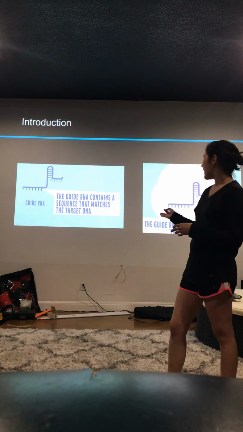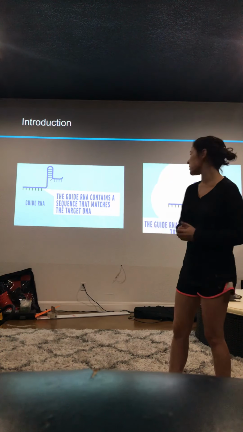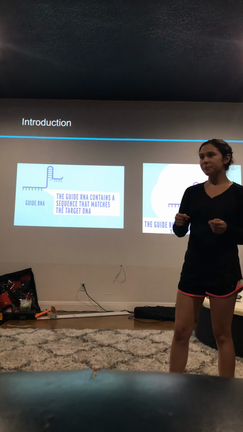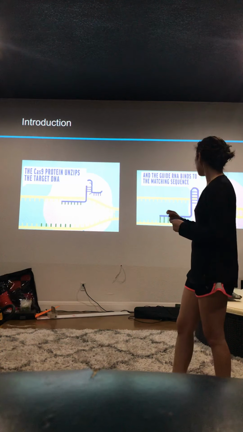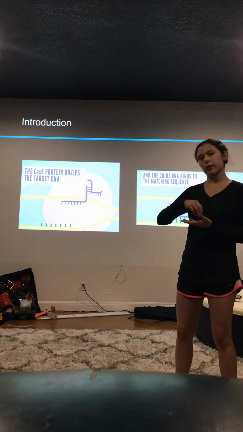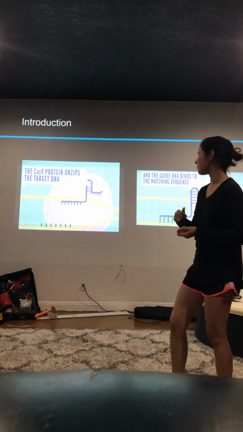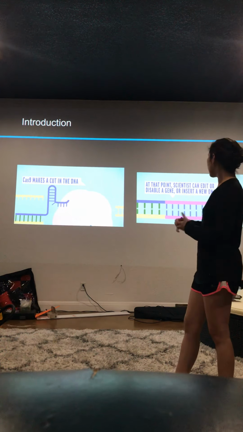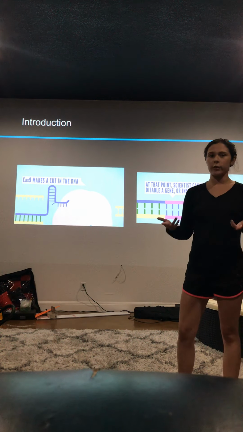The guide RNA contains a sequence that matches the target DNA, which is in focus. The guide RNA directs the Cas9 protein to the target DNA. The Cas9 protein unzips the target DNA, and the guide RNA binds to the matching sequence, so that way they can attach to the site. Cas9 makes a cut in the DNA, and once it is bound, scientists can either edit or disable a gene or insert a new DNA sequence.